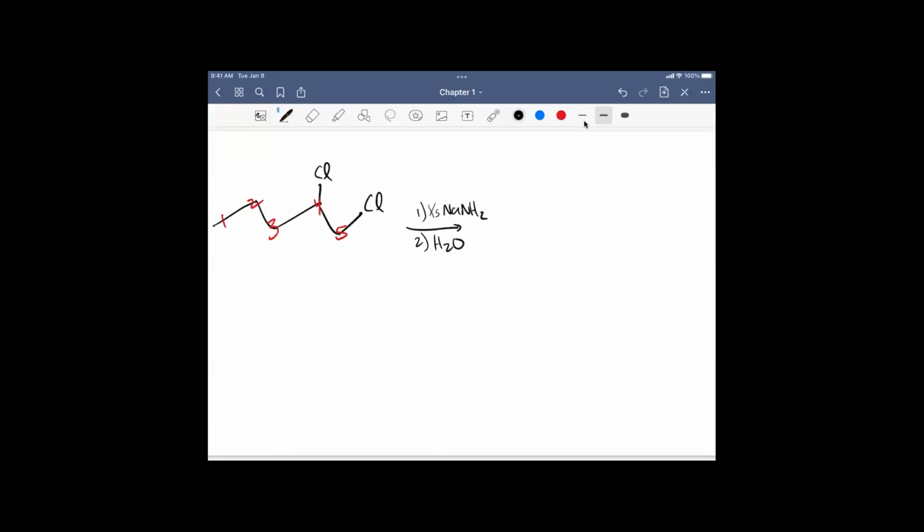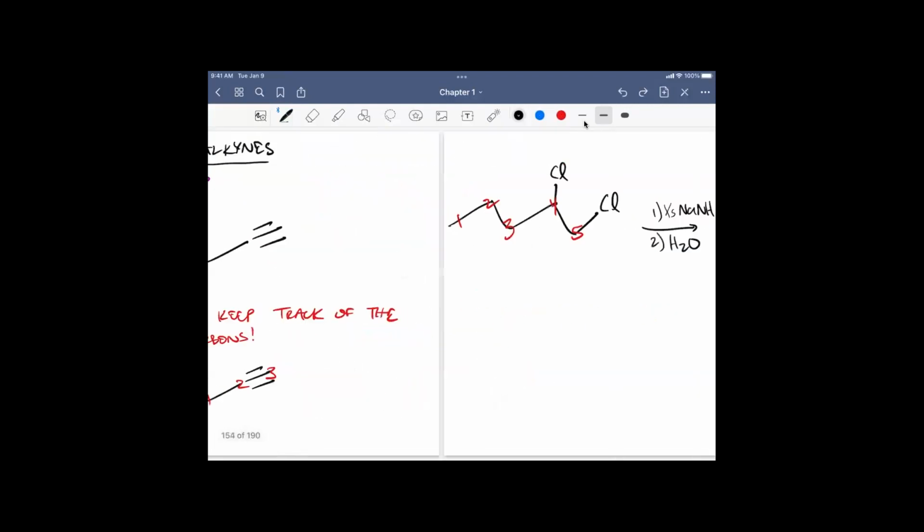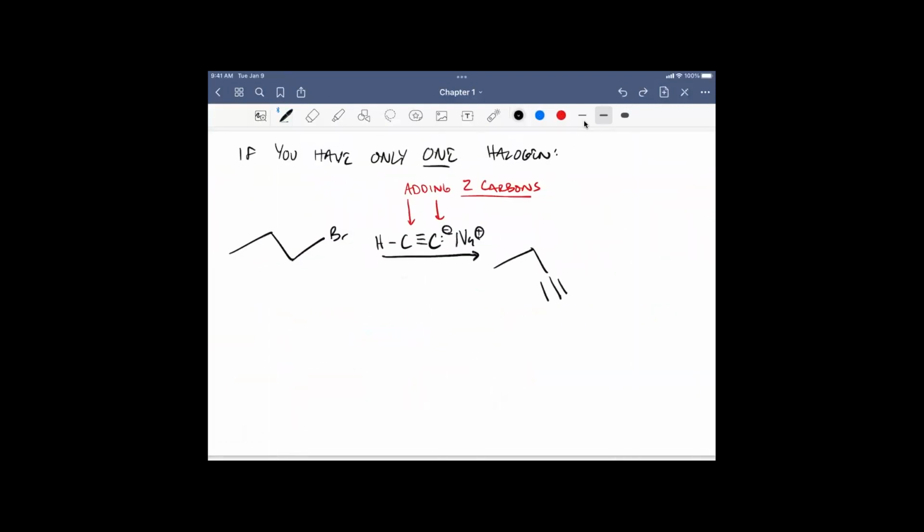So we have, instead of bromines, 2 chlorines, and the reagents are excess NaNH2 and H2O. So let me write the same amount of carbons, 1, 2, 3, 4, and 5. So these chlorines are where your triple bond will end up, between the 4th and 5th carbon. So that's the first reaction. And that's pretty straightforward. So that's how we synthesize and get to a triple bond.